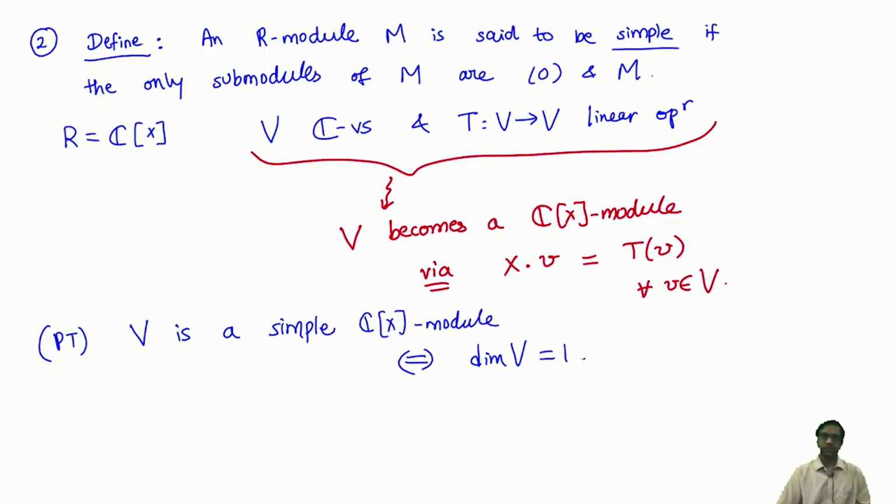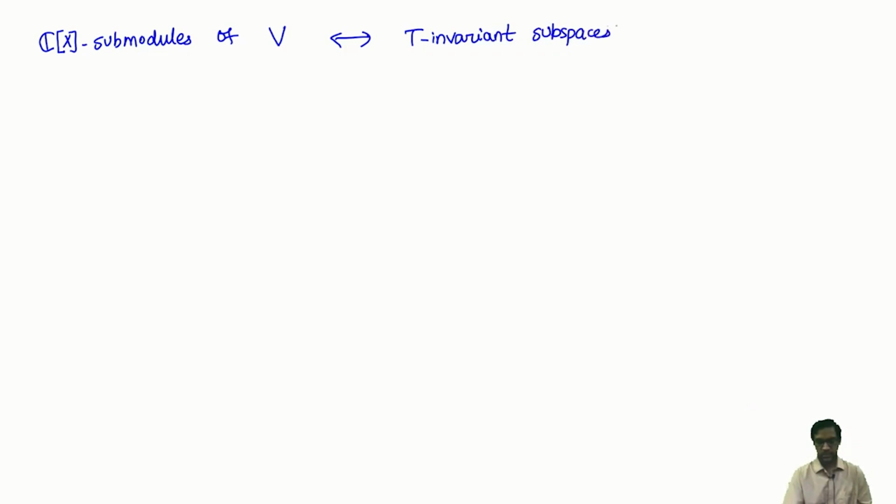One direction is easy. If the dimension is 1, then V is necessarily simple, because recall, what do submodules look like? First observe the following. C[x] submodules of V are the same thing as T invariant subspaces. These are subspaces W of V which have the property that T maps them to themselves. This is what a T invariant subspace means.